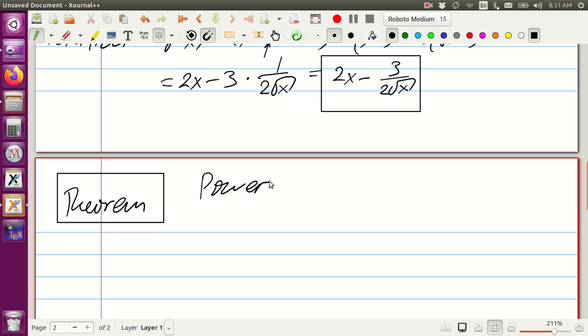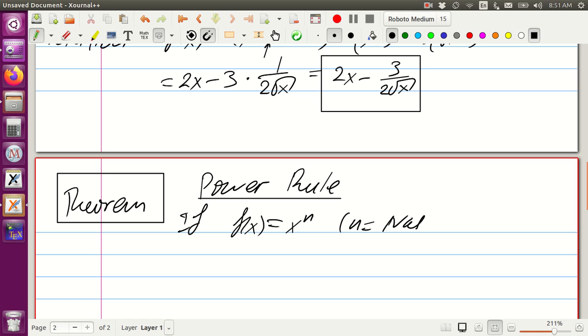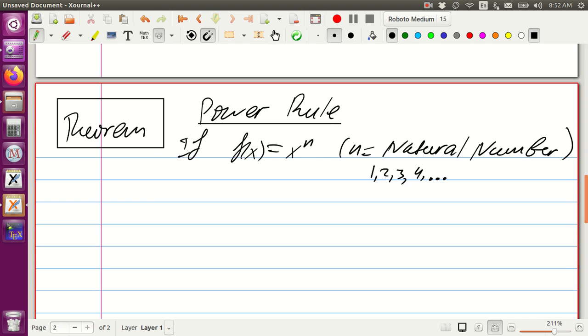So, power rule. We're going to come back to it a couple of times as we develop ideas. First iteration of the power rule: if f of x is equal to x to the n, where n is a natural number, and by natural number we mean numbers like 1, 2, 3, 4, 5, and so on. So they're positive integers, pretty much.